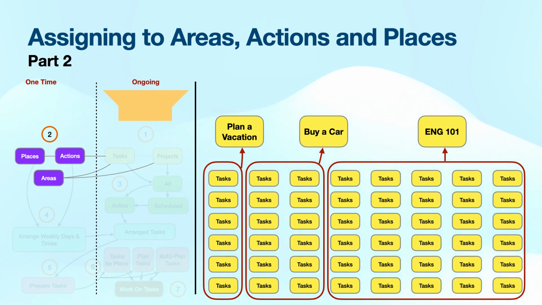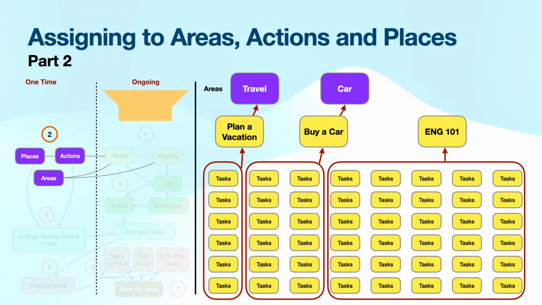Part 2 is that you can assign these tasks and projects to areas, actions, and places. Here's an example of assigning to areas. You might assign your Plan a Vacation Project to travel, assign Buy a Car to car, and assign English 101 to school.